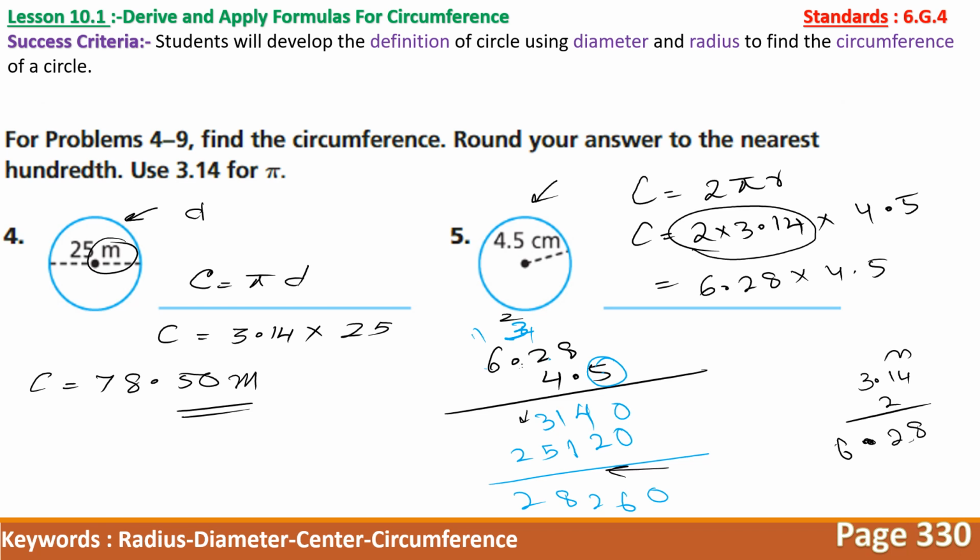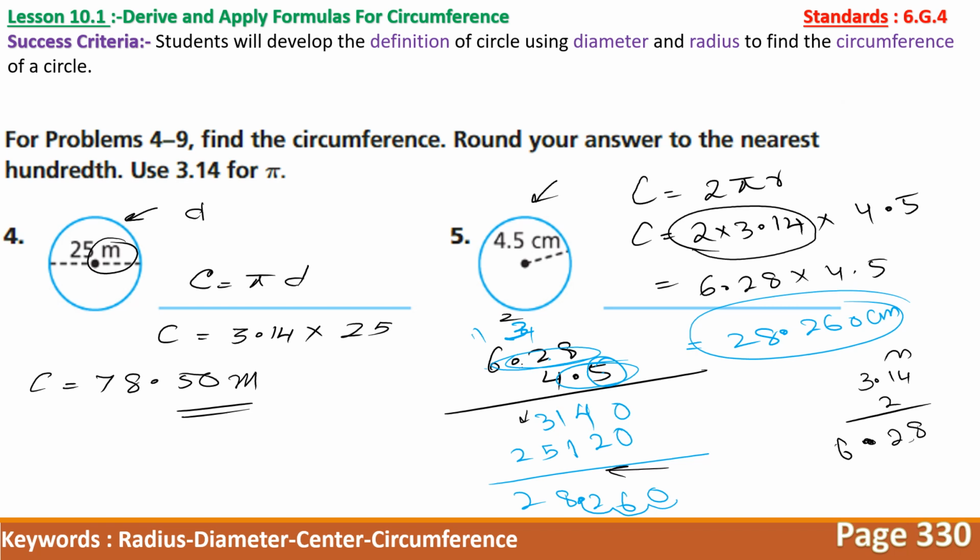Now look at this. After how many digits do you have to put the decimal? So here after the 2 digits and here after 1. It means overall after the 3 digits put a decimal. So 1, 2 and 3. So your answer will be 28.260. And it is centimeter, same as the radius units. So I hope that this would help you in understanding the concept of the circumference.